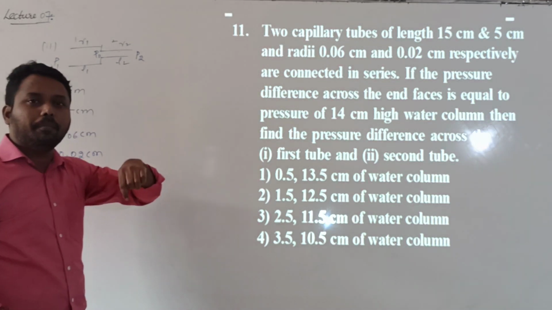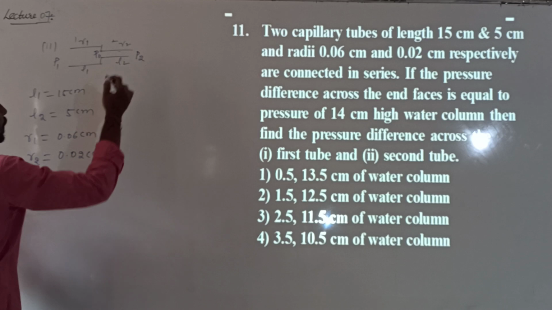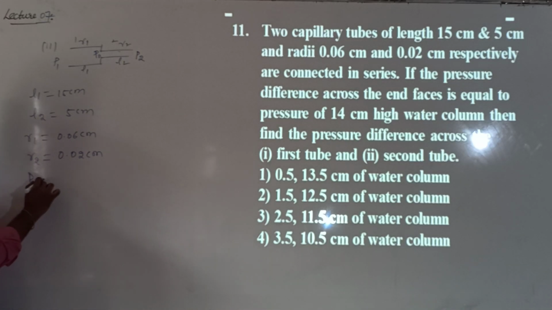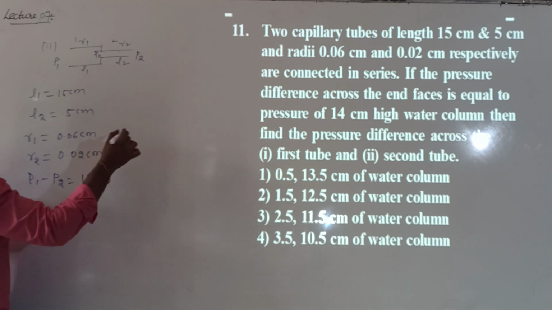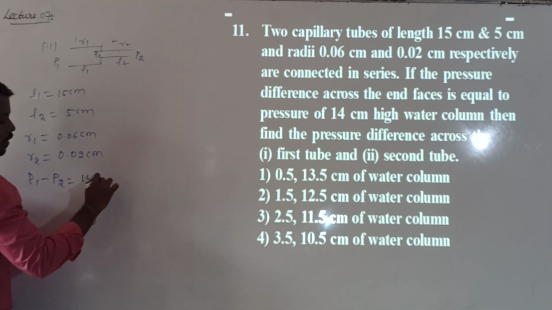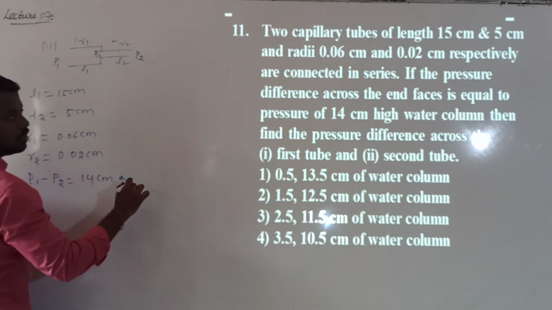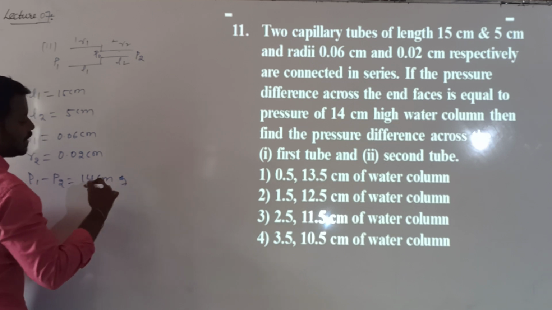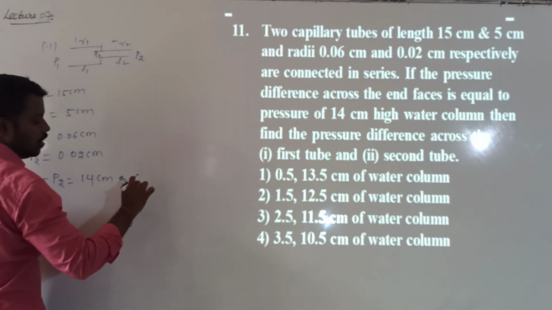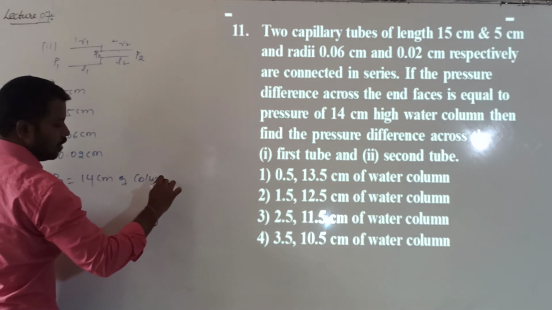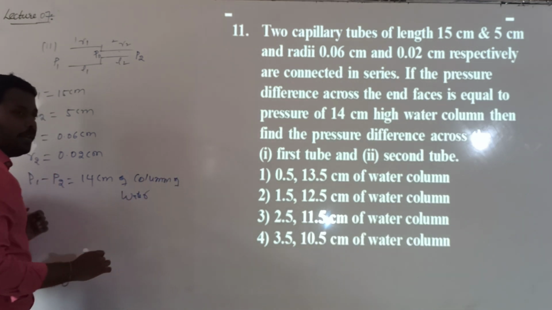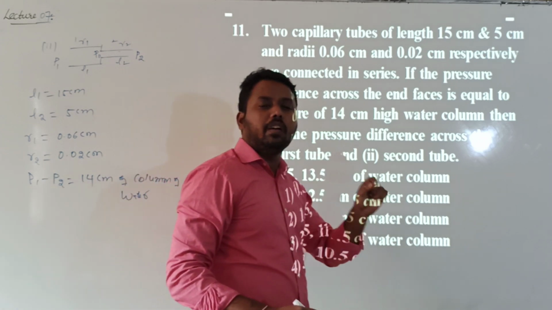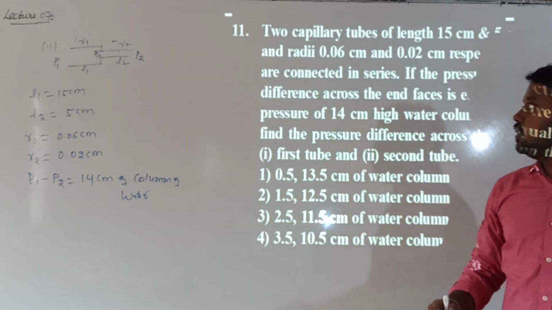The pressure difference across these free ends, the combined pipe after connecting the two in series, looks like a single pipe. So the pressure difference across this pipe, which they have given as P1 minus P2, will be equal to 14 centimeters of column of water. What does it mean? The pressure difference will be equal to the pressure exerted by a water column of height 14 centimeters.